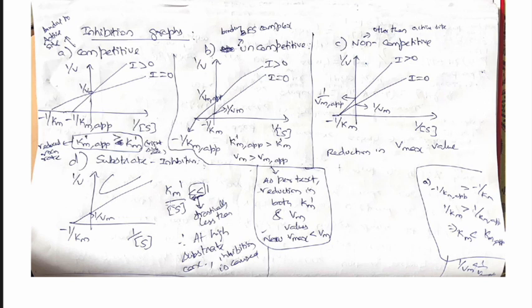And for substrate inhibition, 1 by Vm is here, and minus 1 by Km is at the x-intercept. So Km dash by S is very much less than 1, that is drastically less than 1. The substrate concentration is very high. At a high substrate concentration, inhibition is caused. So these are the inhibition graphs for the types of inhibition we saw.